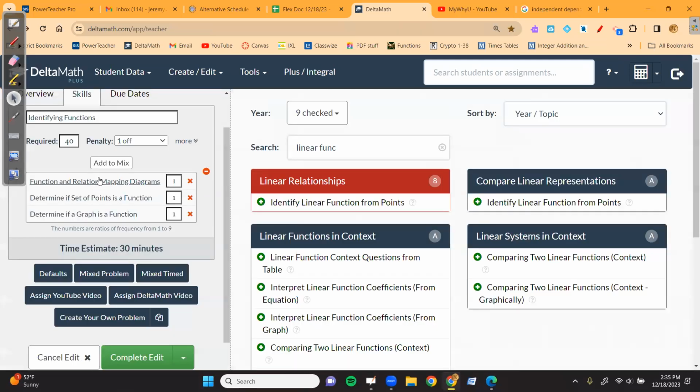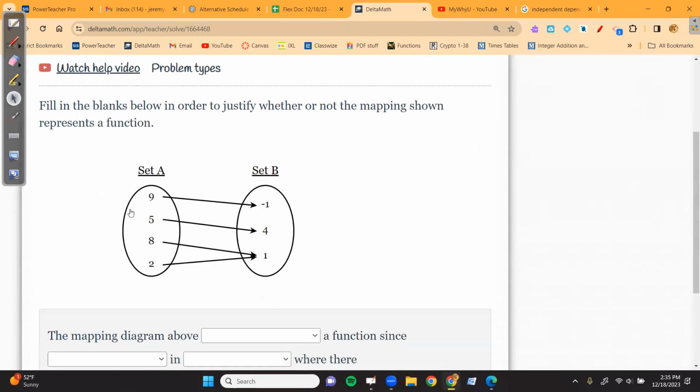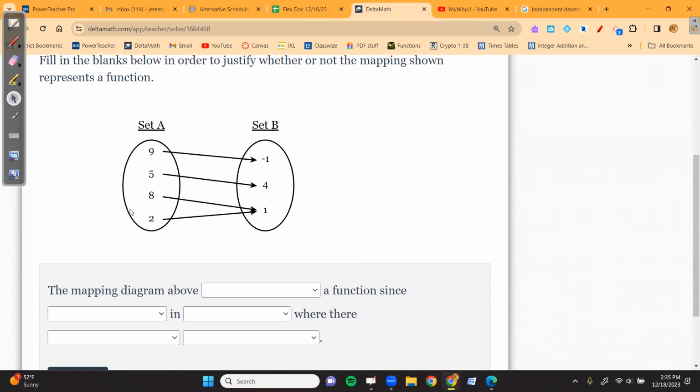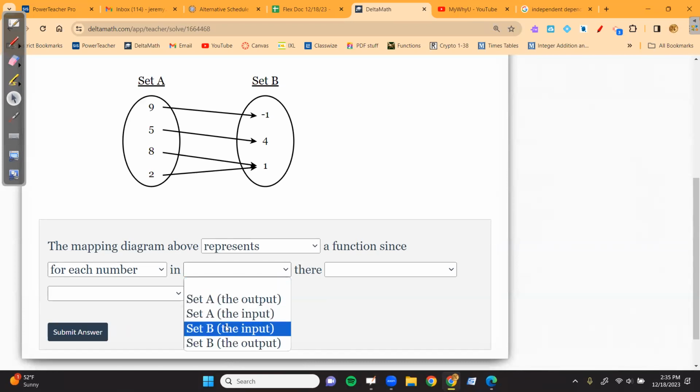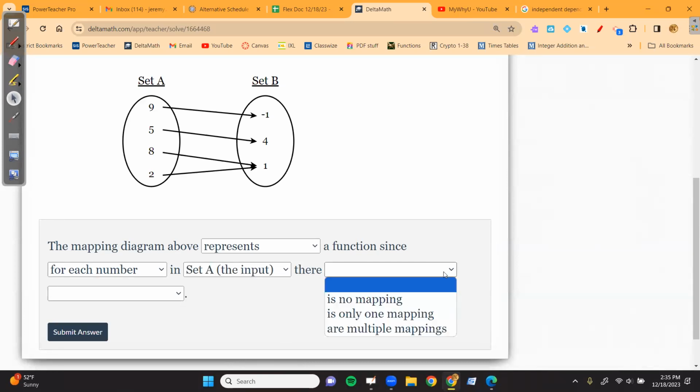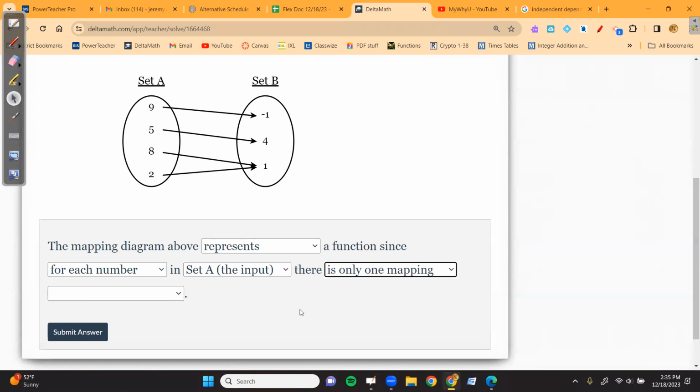This is the one. Pay attention. Sorry, these ones, it's the wording. So first off, is this a function? Come on. Yes, it is. Do you see any one number in set A with 2 arrows splitting out of it? Then it's a function. So here it goes. Watch out. Ready? Watch the drop boxes. The mapping diagram above represents a function. Since, ready? For each number in set A, the input, there is only one mapping to set B, the output.